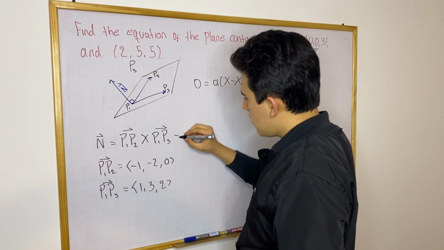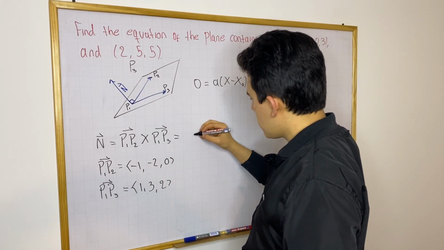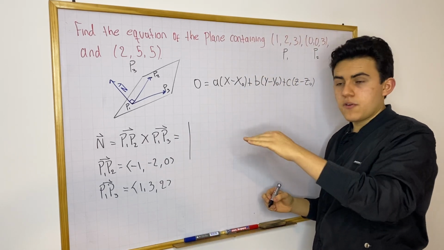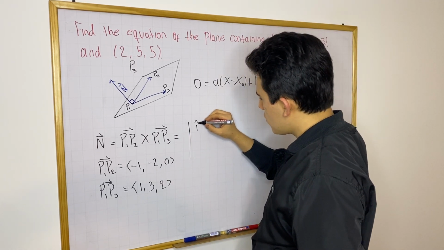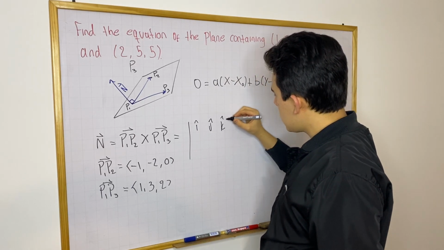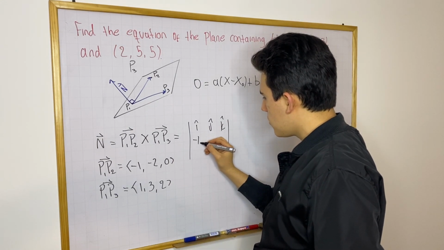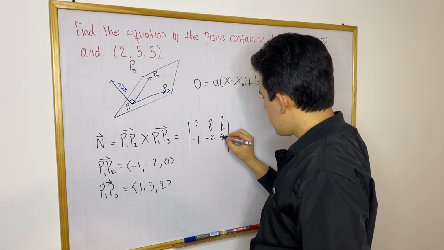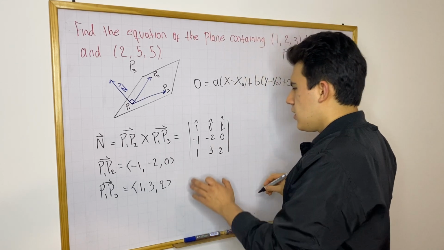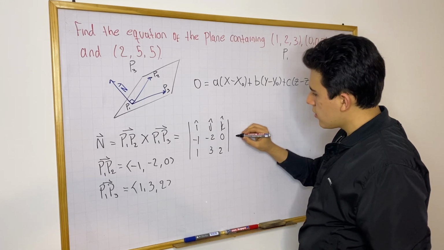So we're going to get that these will be equal to, should I write? Now you already know what we're going to do. So I'm going to do a Laplace expansion with respect to the first row. And the first row is just going to be unit vectors. So i hat, j hat, and k hat. And then I'm just going to plug in here the components that we have. So minus 1, minus 2, and 0. And then 1, 3, and 2. We know this is a way in which you can compute cross products.